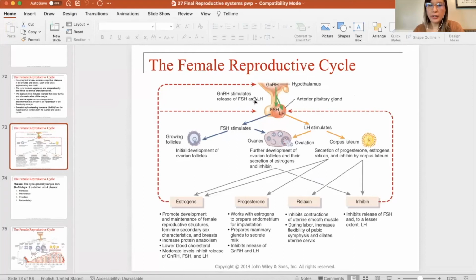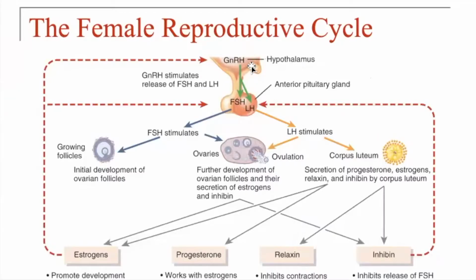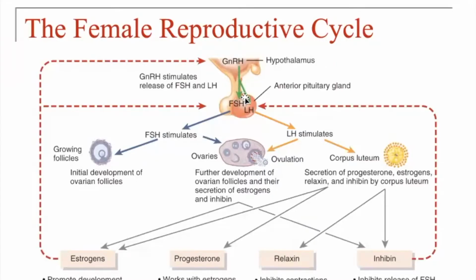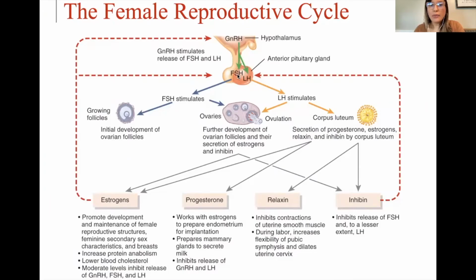We're going to start here at the area of the brain, particularly with the hypothalamus and the pituitary. From the hypothalamus, notice that we are releasing GnRH. GnRH is going to stimulate the release of FSH and LH from the anterior pituitary. FSH stands for follicle stimulating hormone, and LH stands for luteinizing hormone.